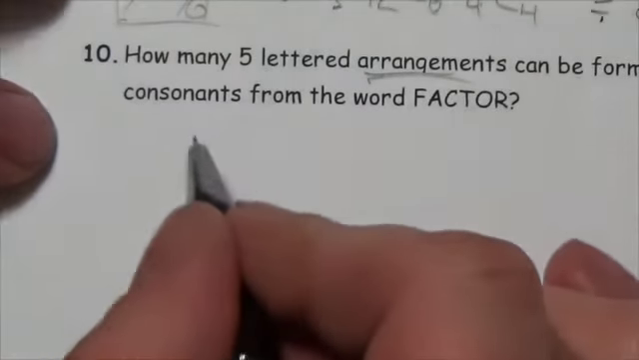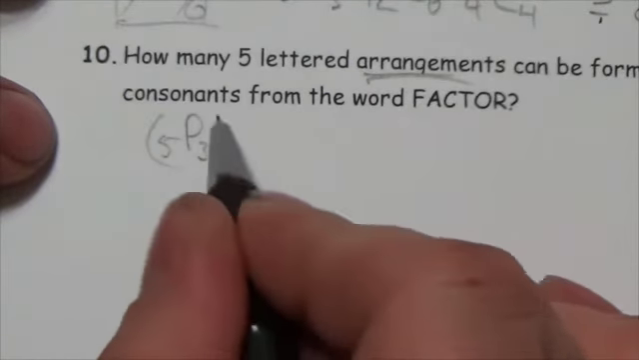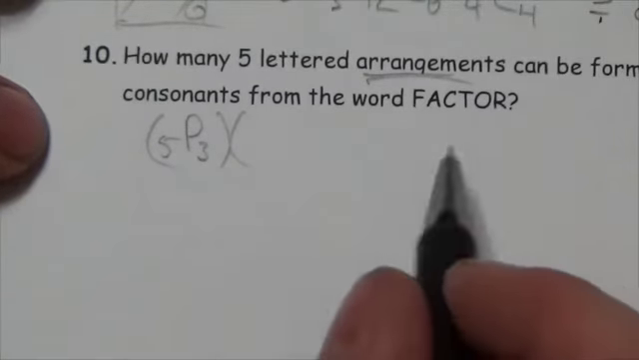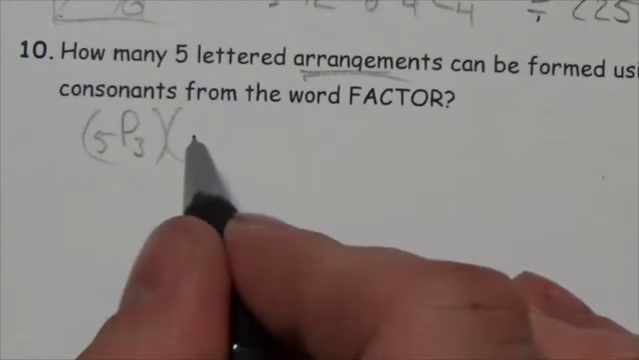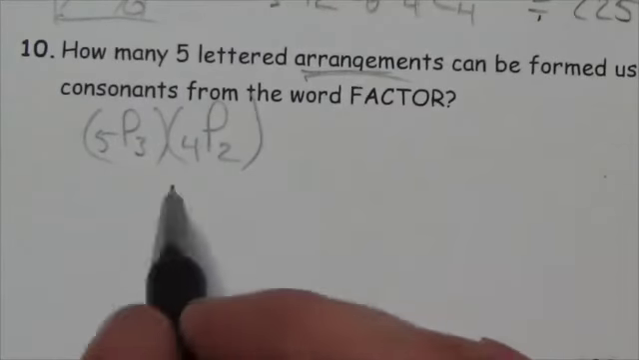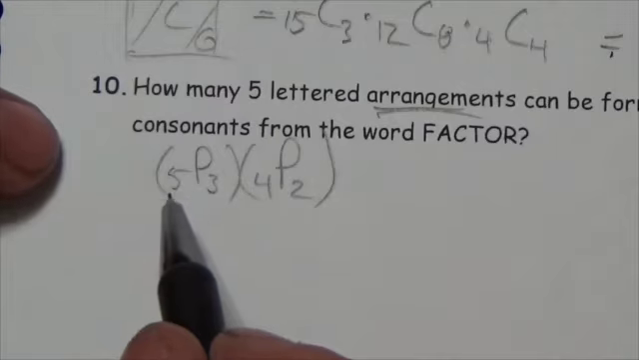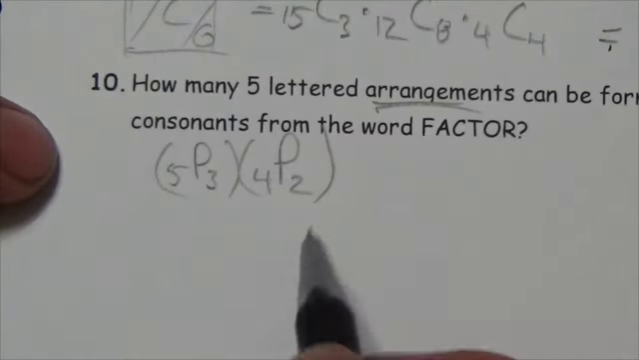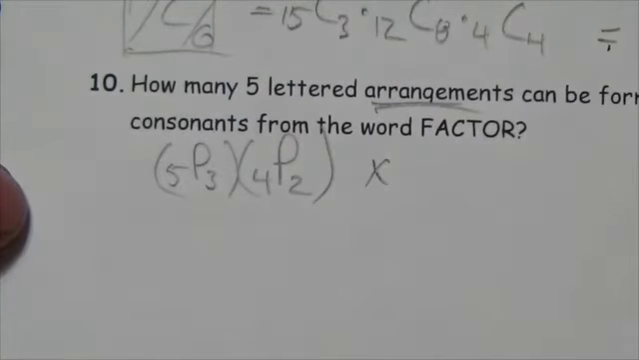So you might think, okay, let's do 5 pick 3, or 5 permute 3. And then we need 2 consonants from the word factor. Well, we've got 1, 2, 3, 4. So 4 permute 2. And so there we go. Order is important, so I use permutations. I needed 3 from a group of 5, and then 2 from a group of 4. There you go. But that's wrong.